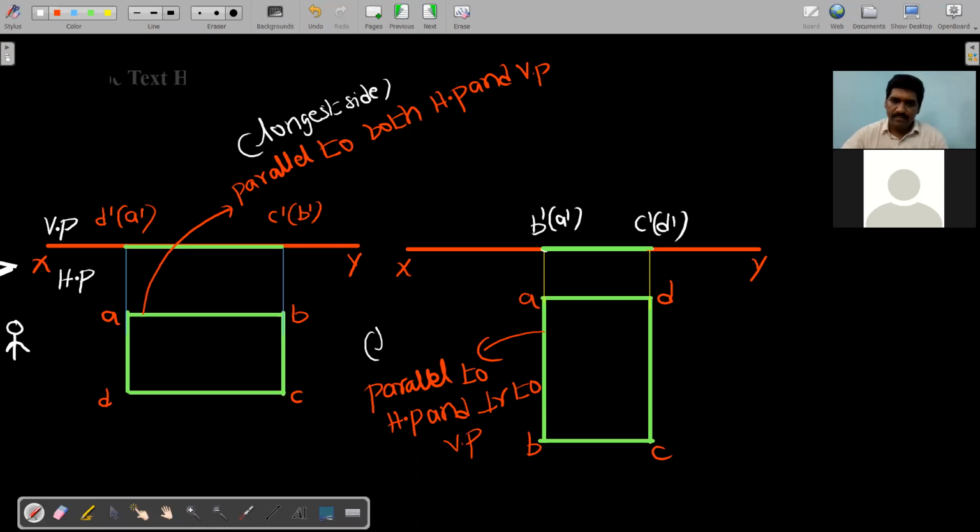Longest side. Shortest side, you know already. No need to draw. No need to write again.